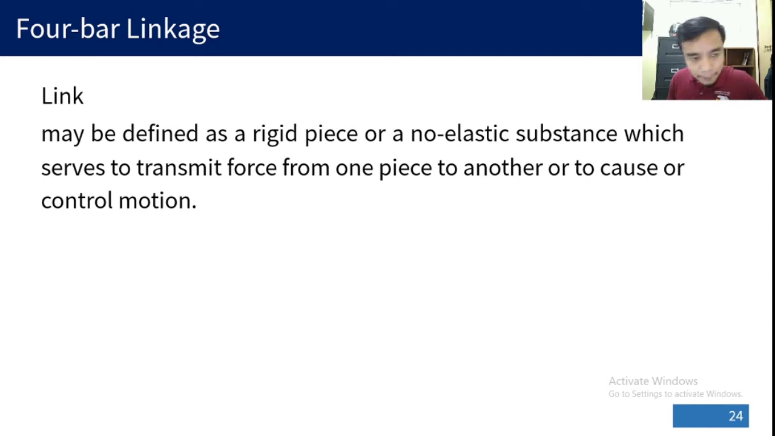Now, a link is defined as a rigid piece, a non-distorting body with no elastic substance, which serves to transfer force or motion from one piece to another. So going back to the definition of a linkage, links are the connectors of the pieces of mechanism in a linkage. Basically, the definition of a link is one of the pieces that compose a linkage.